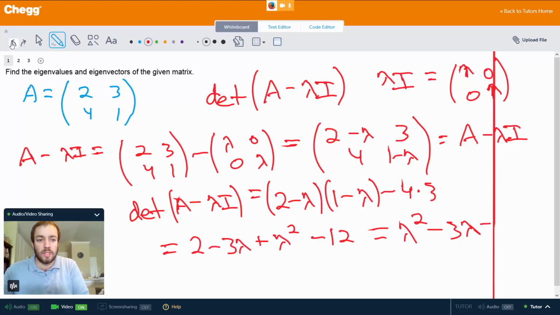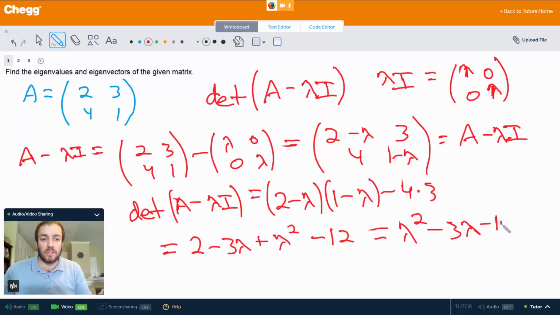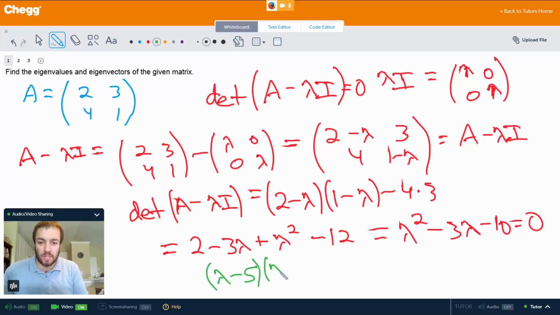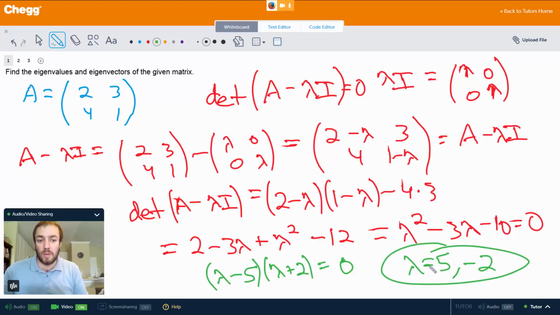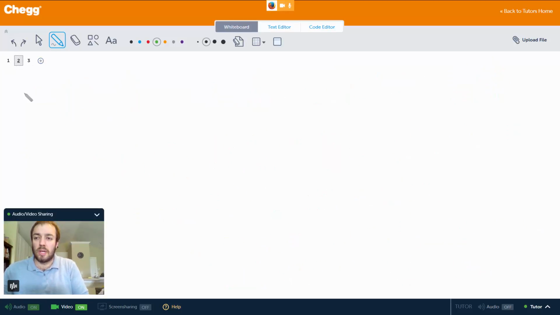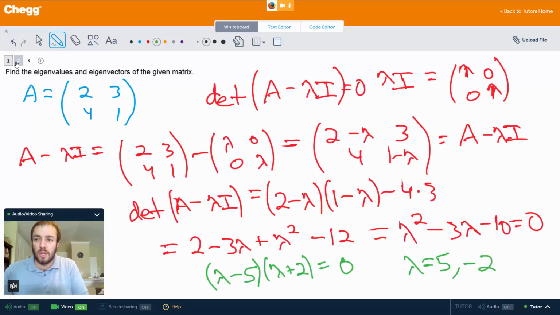So what are we going to do with this? What we want to do is figure out where this is 0. So we want to solve the equation determinant of A minus lambda I equals 0. We set this equal to 0 and solve for lambda. Notice we can actually factor this, which is nice. We can factor that into lambda minus 5 times lambda plus 2 equals 0. This tells us that lambda equals 5 or negative 2. So these are the two eigenvalues for that matrix. Our eigenvalues are lambda equals 5 and negative 2.